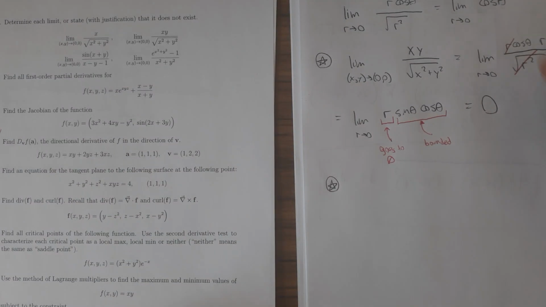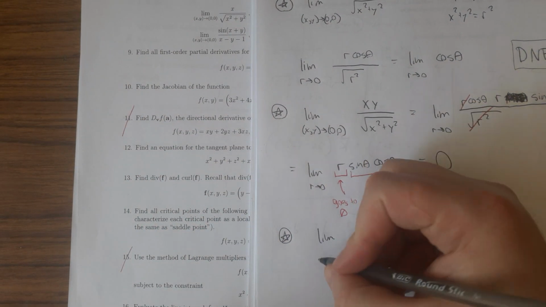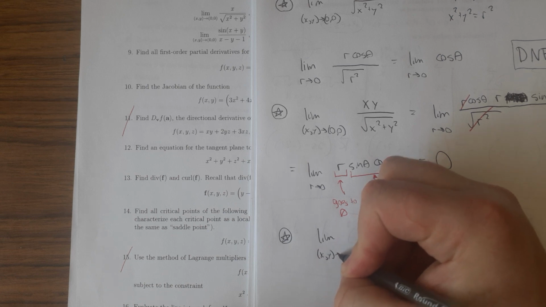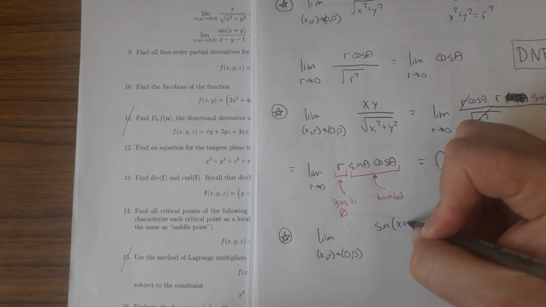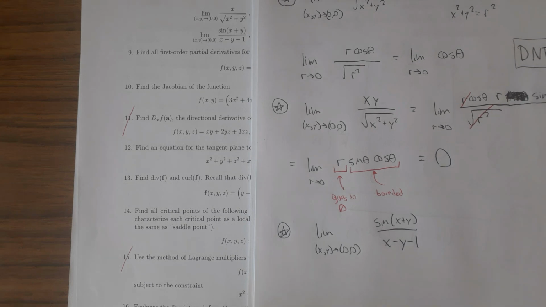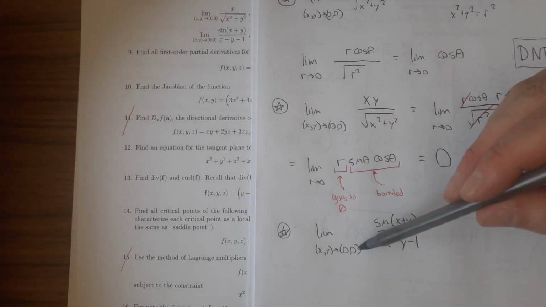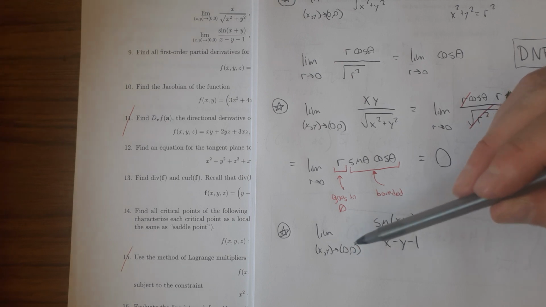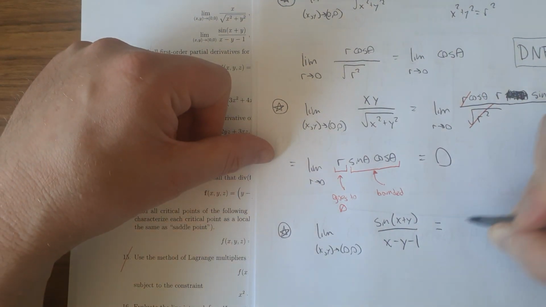Next one, I've got this limit as x, y goes to 0, 0, of sine of x plus y over x minus y minus 1. And what's the first thing we always try? We always just try plugging in 0 for x and y. I mean, if they're going to 0, 0. And this time I'm not going to get 0 on the bottom. So this is why we try this.